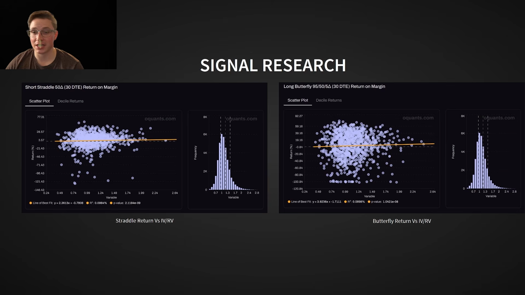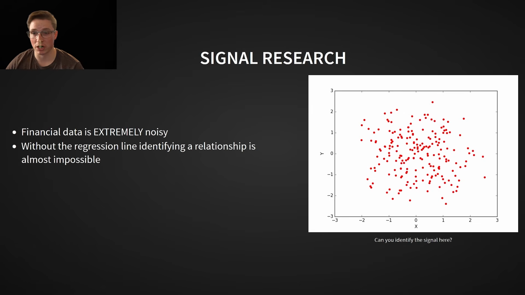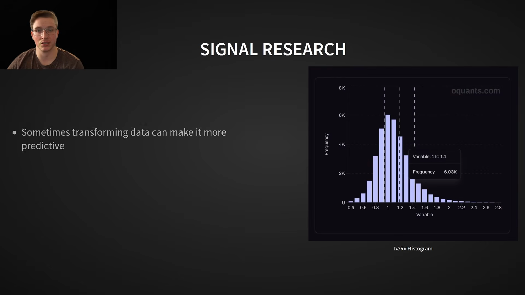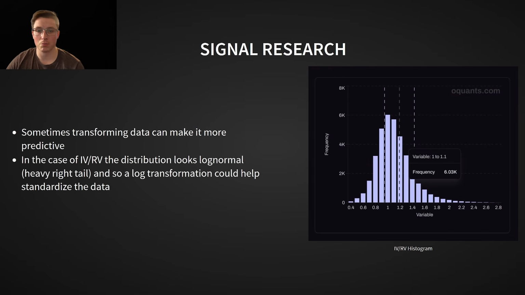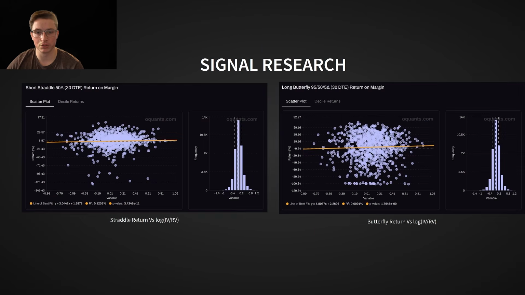That said, financial data is rarely clean, as you can see here. The raw scatter plots are noisy, and without the regression overlay, the signal would be very easy to miss. When working with financial data, the signal to noise ratio is extremely low, and you need to keep your eyes open for any relationship. To improve predictability in the next step, where we're going to build a statistical model, we want our inputs to be more normally distributed. The IV-RV ratio, as it turns out, has a heavy right tail, resembling a log normal distribution. By applying a log transformation, we improve its distribution and boost the model's explanatory power. The result, a higher R-squared, and a more effective predictor.